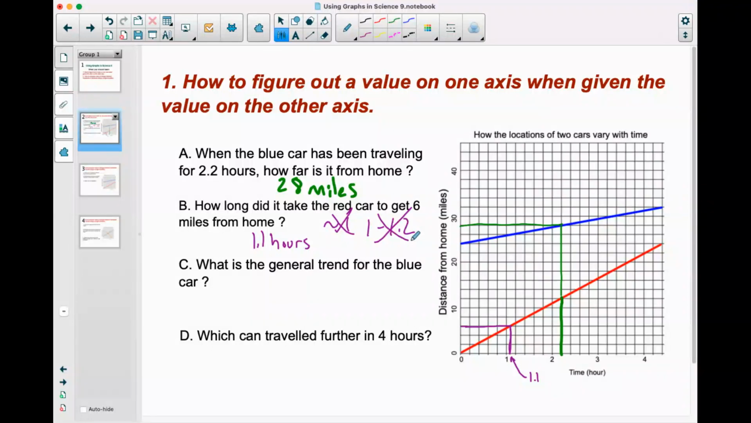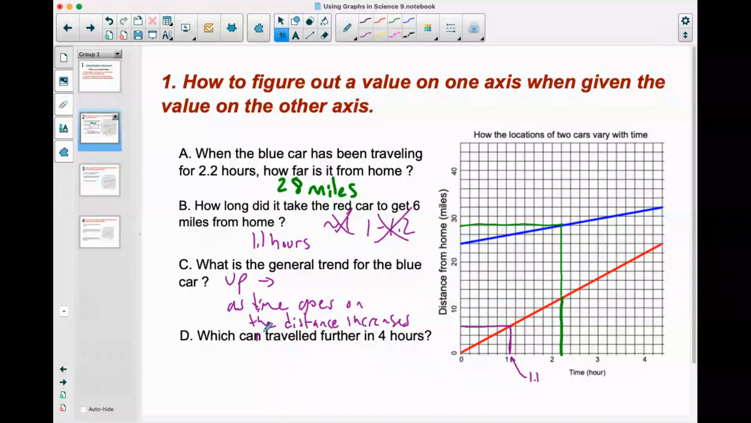All right, question C. What is the general trend for the blue car? Well, the general trend is up. That is, as time goes on, the distance increases. And that, of course, is true for the red car also. Both of these are uptrending lines.